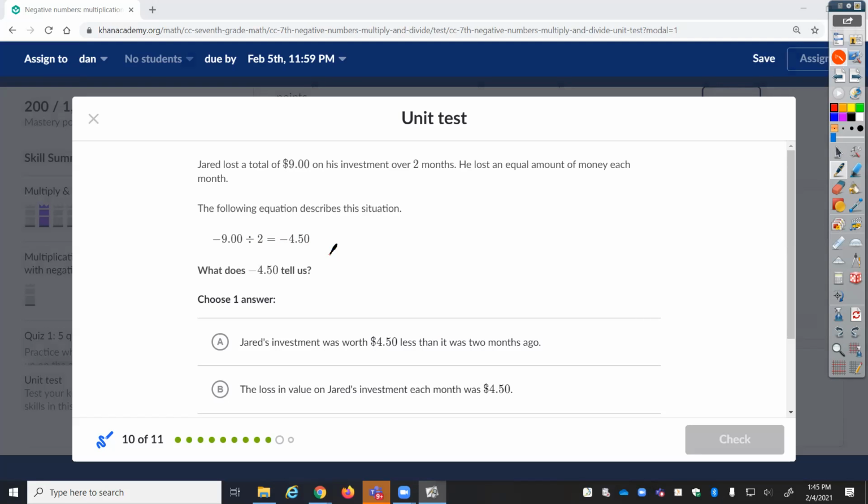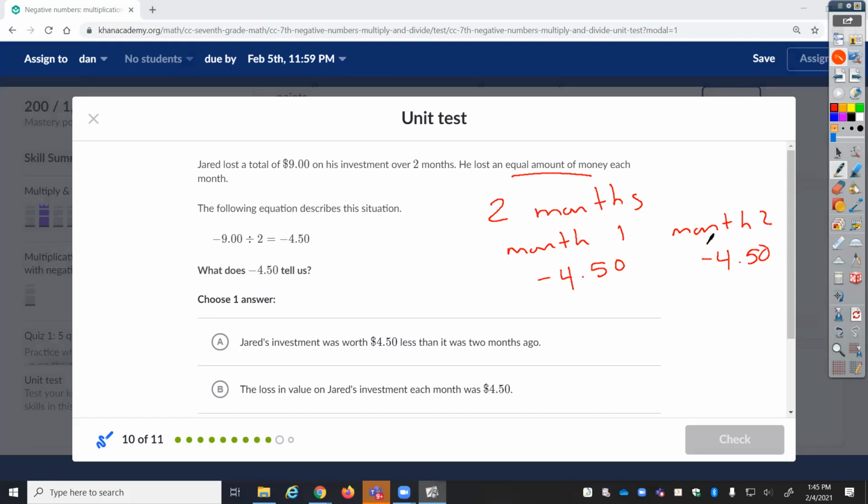Well, if he lost it for 2 months, all right, and he says he lost an equal amount for month 1, month 2. For this month, it tells you what he lost. And for this month, it tells you what he lost.